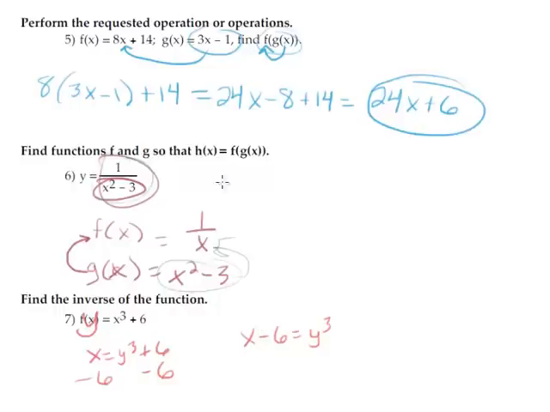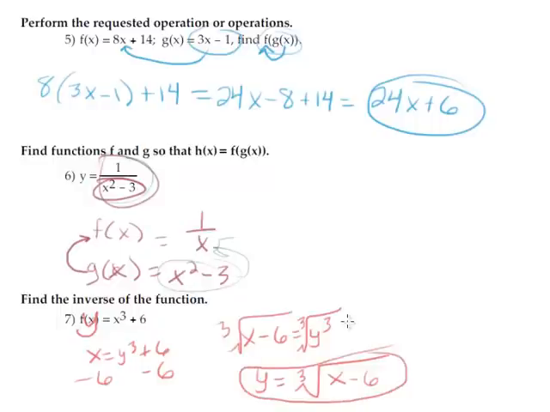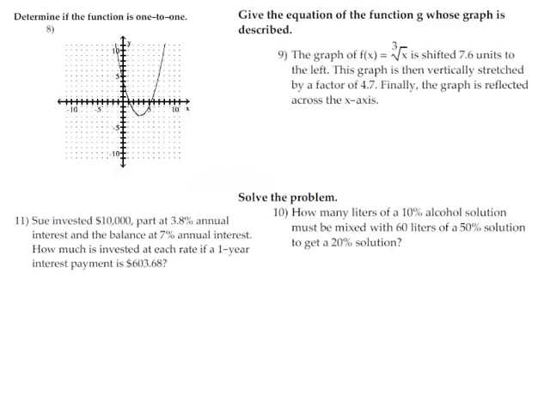Cube root each side. Now you may ask yourself, because you can't ask me because I'm not there, hey, do I need one of those plus or minuses? And you should say back to yourself, no, I don't, because this is an odd root. Even roots you need plus or minus, odd roots you do not. So there's that.